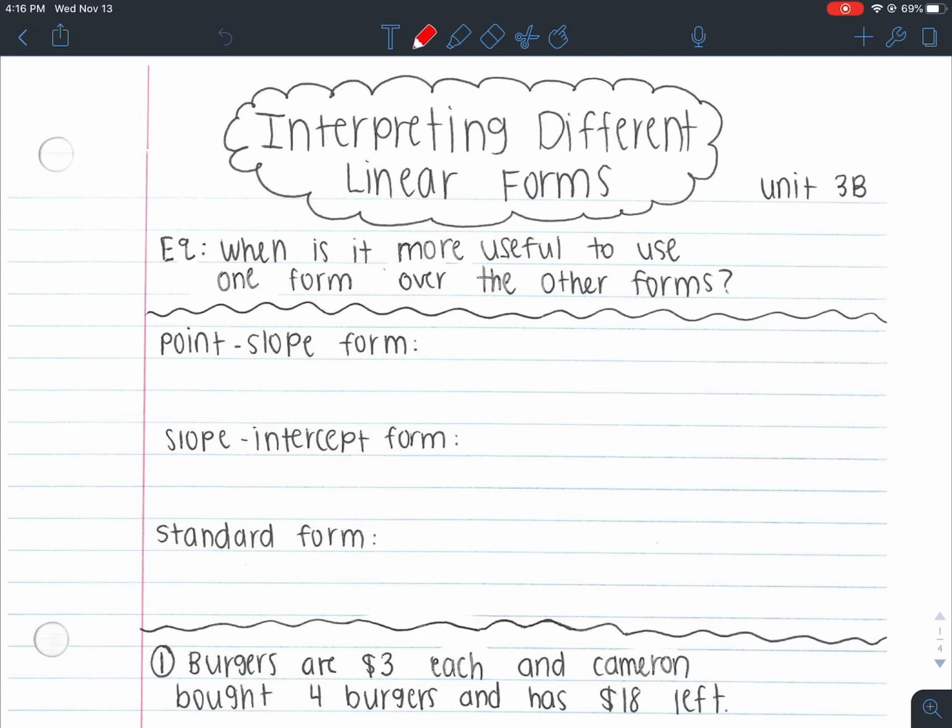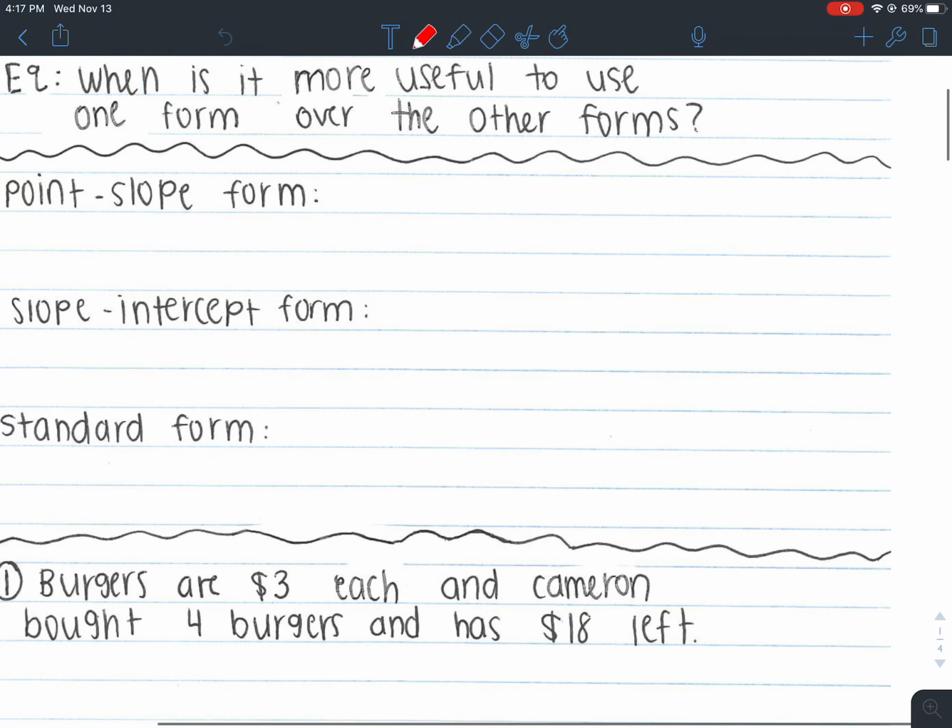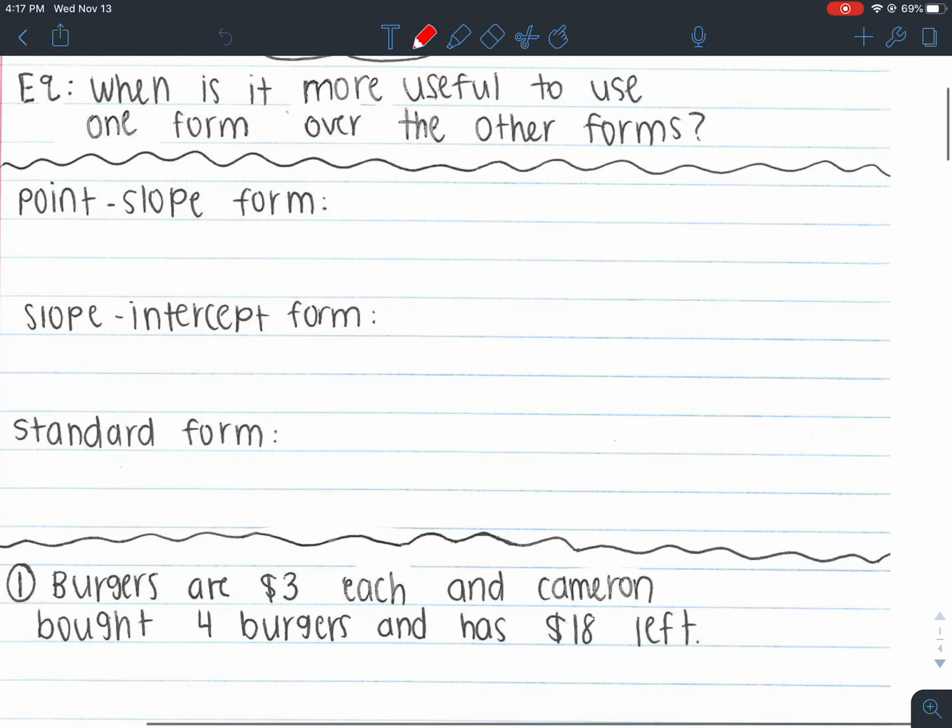We've been in Unit 3 for a while, and we have talked about three different forms. We've talked about point slope, slope-intercept, and standard form. These are forms of lines. So these are just different ways to write equations of lines, but they all mean the same thing, they just all look a little bit different. So let's start with point slope.